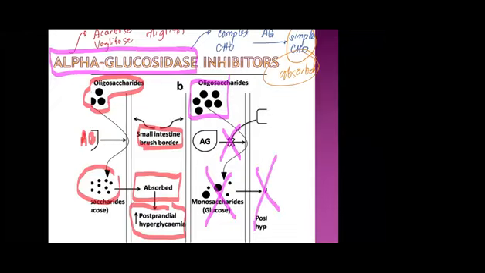So pag hindi na-absorb, what will happen to postprandial glucose? Taas o baba? Okay, very good. Bababa. Kaya ang alpha-glucosidase inhibitors ay mga anti-diabetic agents. Naintindihan ang MOA ng alpha-glucosidase inhibitors?